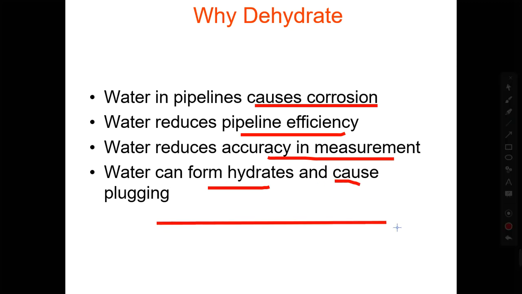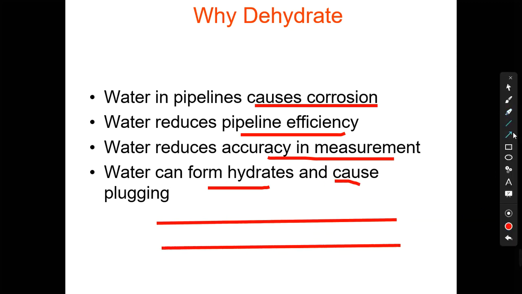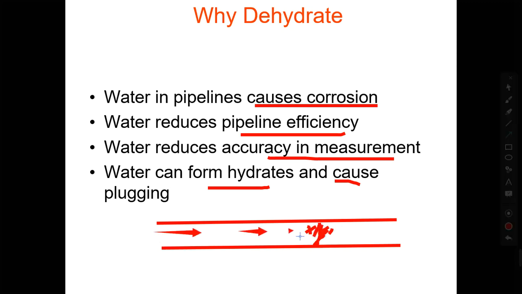And if I show you, for example, if we have a pipeline like this one, and there's a hydrates formation, particulates like this, hydrates can block it. So now, if you want the oil to flow, it cannot flow. It will be stopped here. It will be a problem. So we don't want this formation.